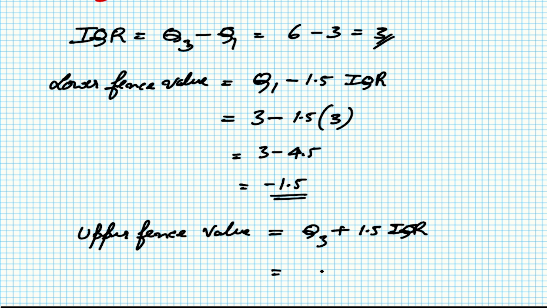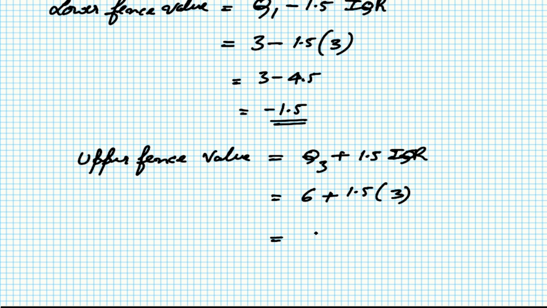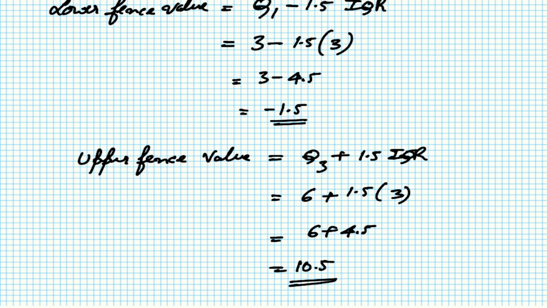So let's go for Q3. We have 6 there. 6 plus 1.5 times the IQR. IQR was 3, right? So this is equal to 6 plus 4.5, which is 10.5. So we have Q1 and Q3 calculated, IQR calculated, then the lower fence value and the upper fence value. They have all been calculated and are readily available with us, correct?